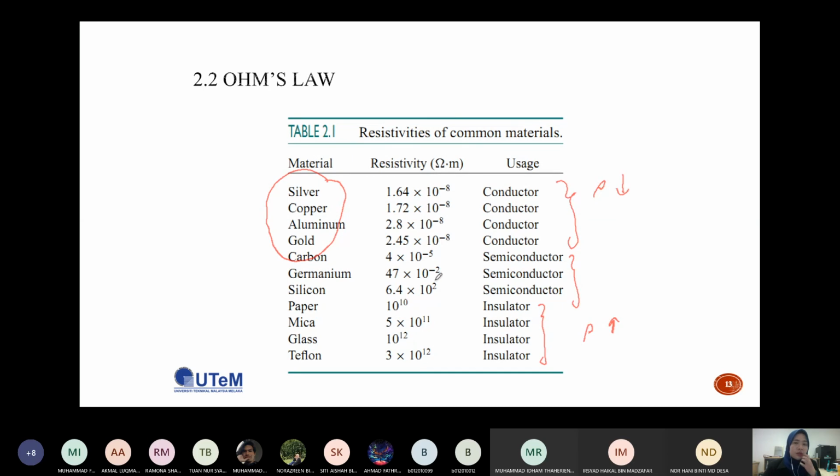If you're given questions to calculate the resistance, then you need to know the resistivity of the material, which is this one.